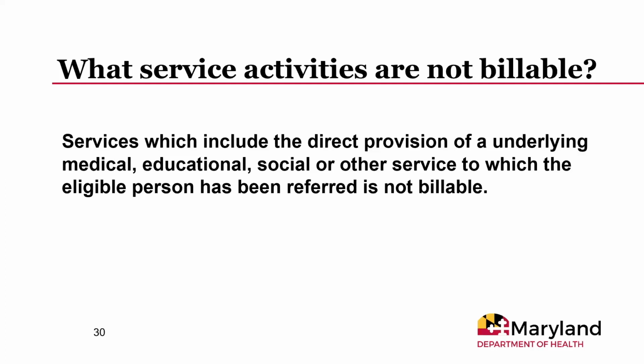CCSs should not bill for the delivery of any service that is generally provided to the person by a referred provider. For example, a CCS should not bill for showing a person how to use a laundry machine, even if they demonstrated how to do so during a visit to their home, since this service may be provided by the personal support staff. If you perform the job of a personal supports provider, it is not billable. It actually creates a conflict of interest to do so.